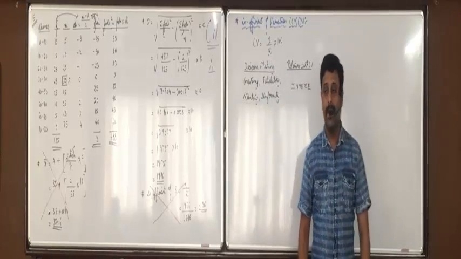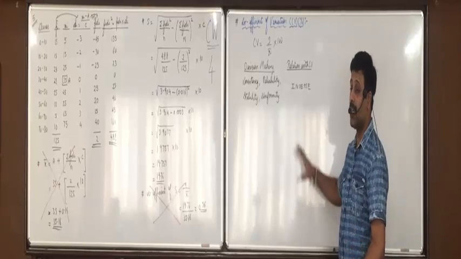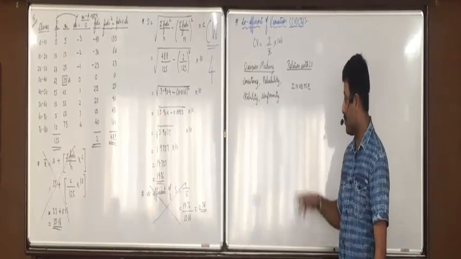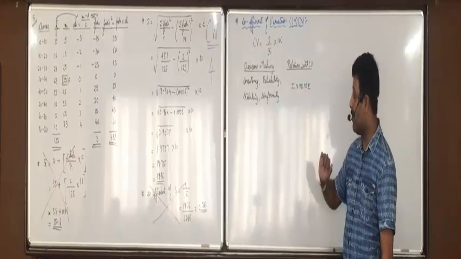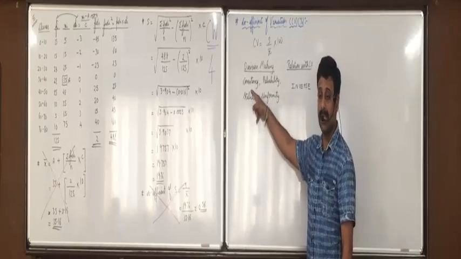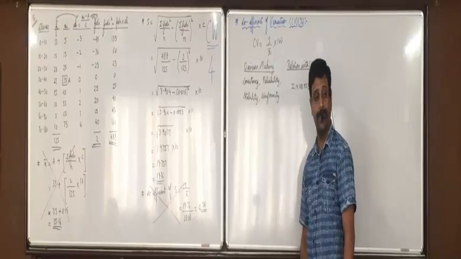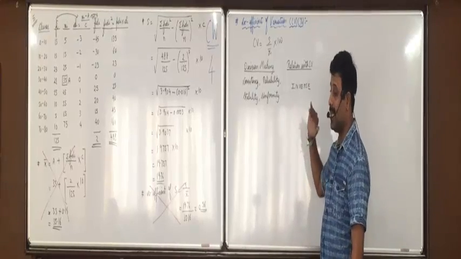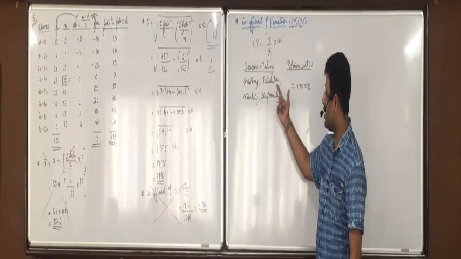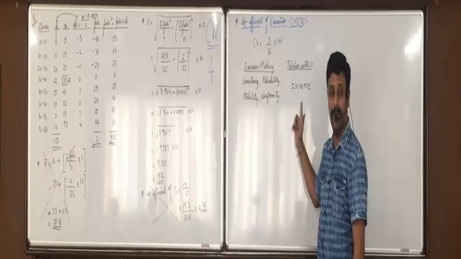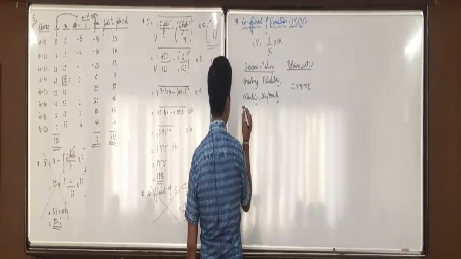Means if the CV of two groups is given, then whichever group's CV is less will be more consistent, reliable, stable or uniform. And whichever group's CV is more will be less consistent, reliable, stable or uniform. Inverse relation. Okay?